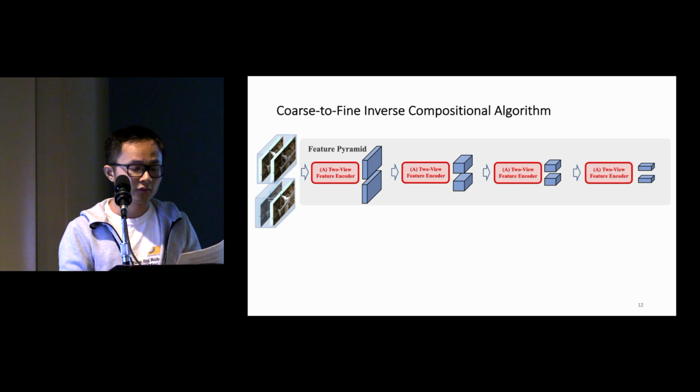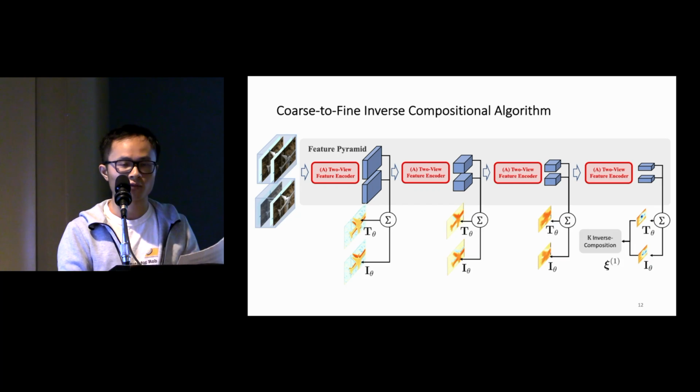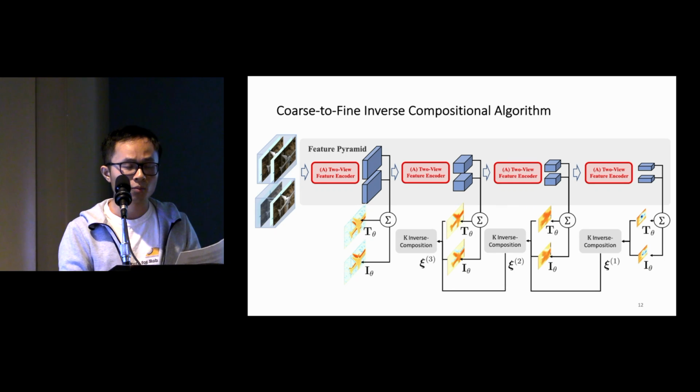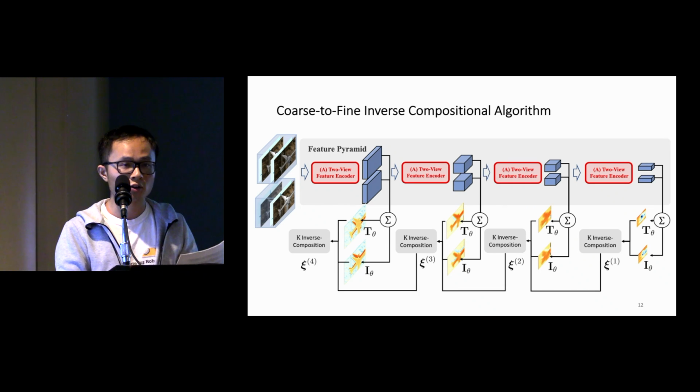Like the classical inverse compositional algorithm, we also perform our deep inverse composition in a coarse-to-fine manner. It makes the algorithm more efficient in computation, and it also helps learn the features with a bigger receptive field.